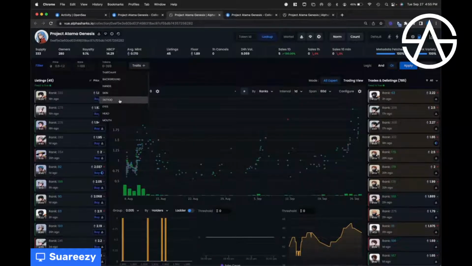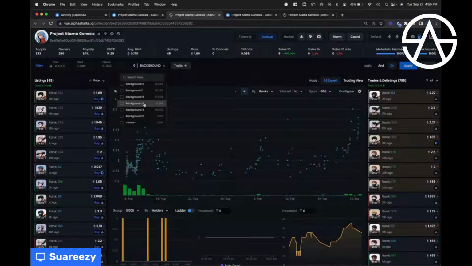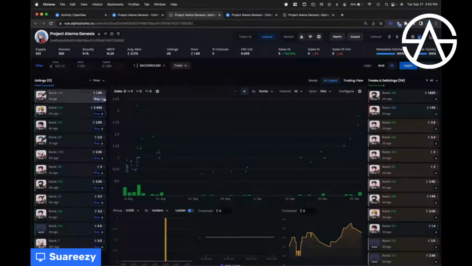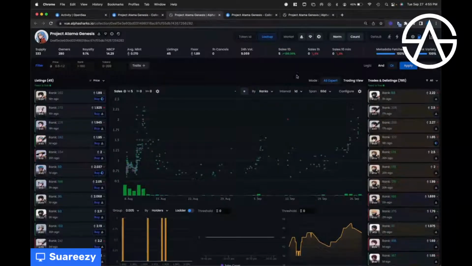One cool thing that you can do here is do the traits as well. So let's say that you're looking for a particular background, let's say like background 5. You can filter out for that particular trait that you're looking for. Again, looking for potential arbitrage at that point, which again is pretty neat for people who are looking to make plays like this.